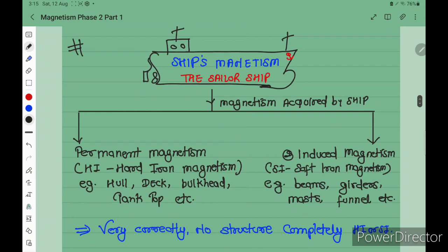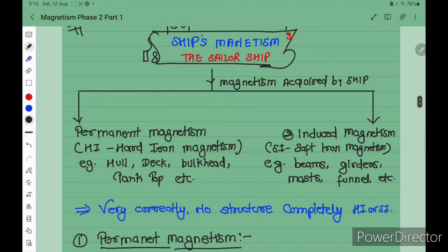Okay, so let's discuss now. We already discussed what terrestrial magnetism is, and what earth magnetism is. Let's discuss ship's magnetism, because we are special. The magnetism acquired by a ship has two types: permanent magnetism and induced magnetism. So we have two magnetisms on board.